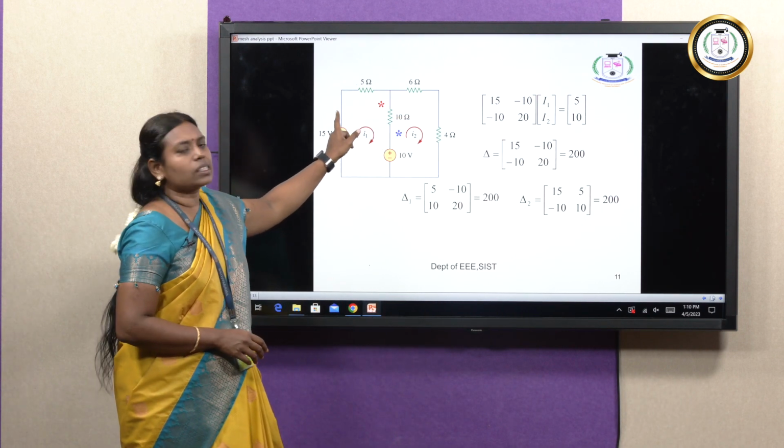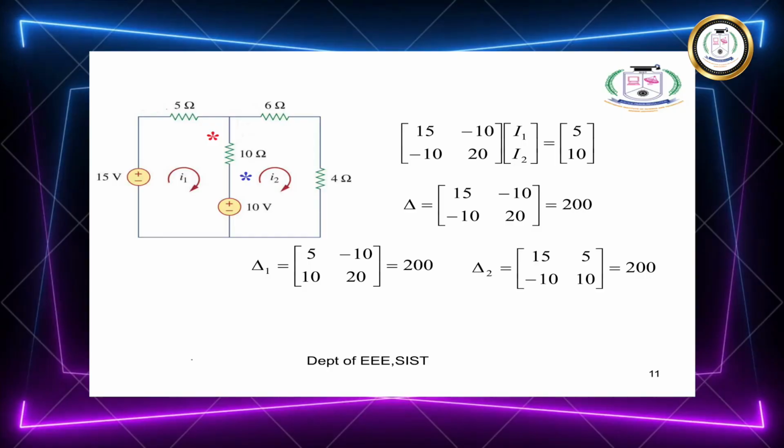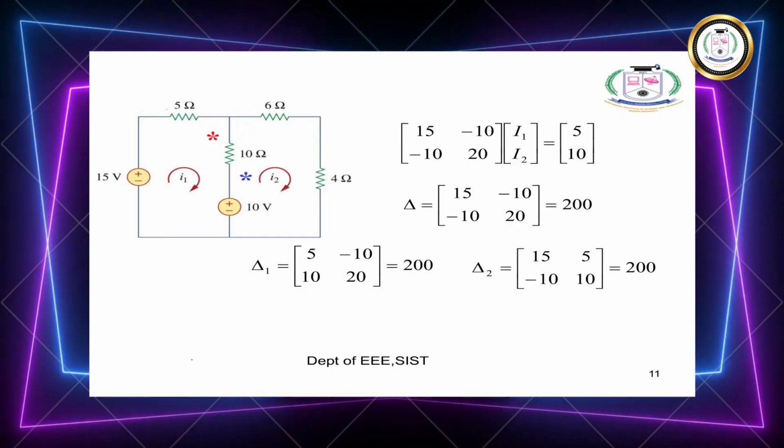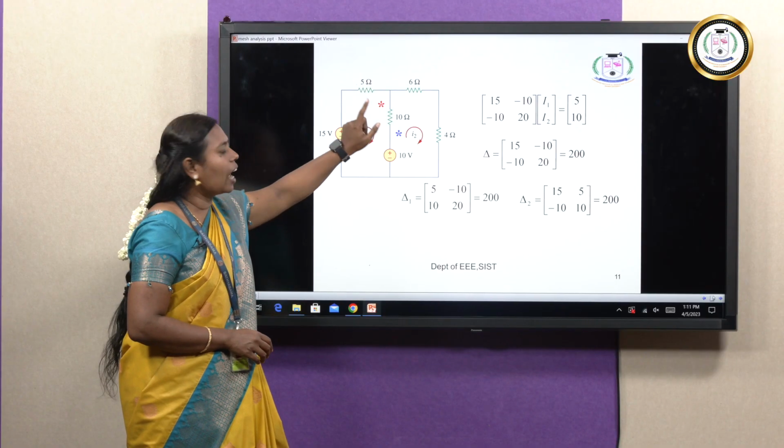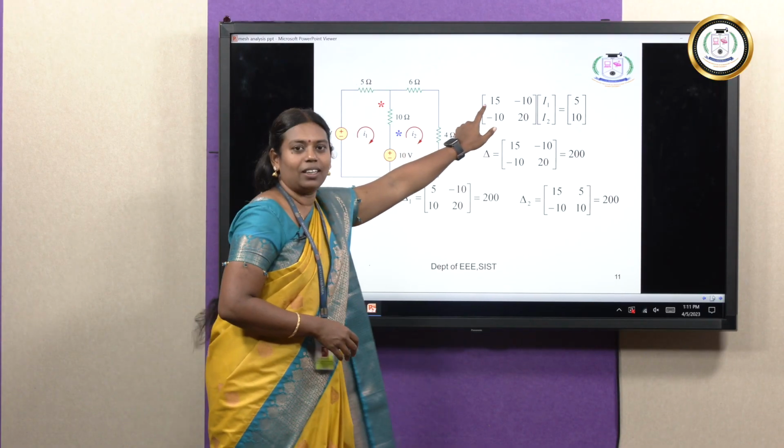So what resistors are there in the first loop? We have 5 ohms and 10 ohms. So 5 plus 10 gives 15 ohms. So my R11 value will be 15 here.